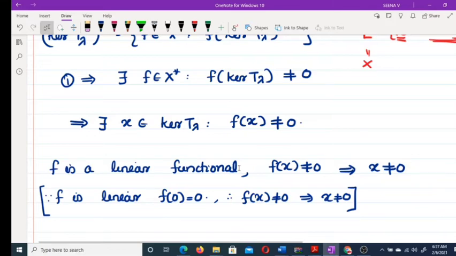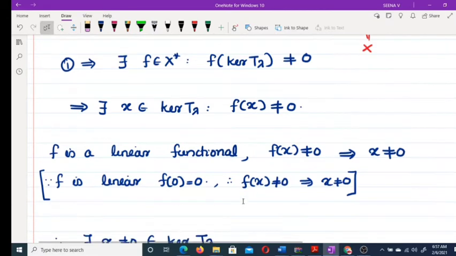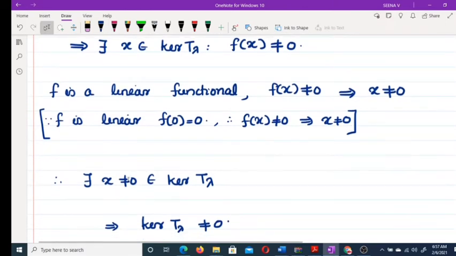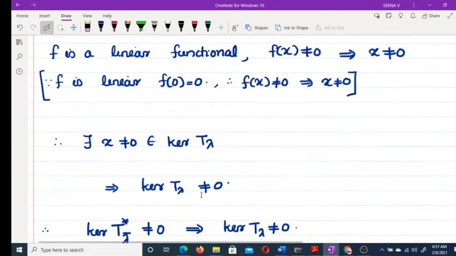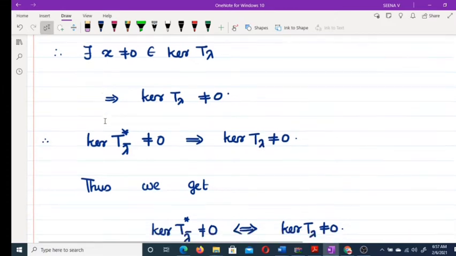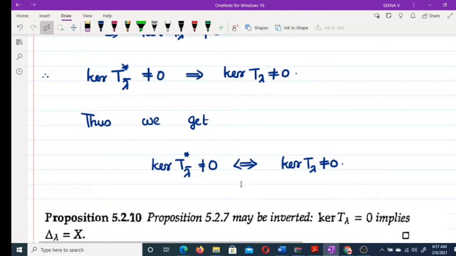Note that f is a linear functional. f of x not equal to 0 implies x must be not equal to 0 because f of 0 equals 0. So f of x not equal to 0 implies clearly x not equal to 0. That means there exists an x not equal to 0 in kernel T lambda. That means kernel T lambda not equal to 0. Thus we get kernel T star lambda conjugate not equal to 0 implies kernel T lambda not equal to 0. Thus we get kernel T star lambda conjugate equal to 0 if and only if kernel T lambda equal to 0.